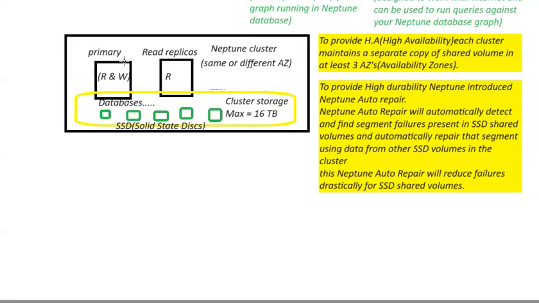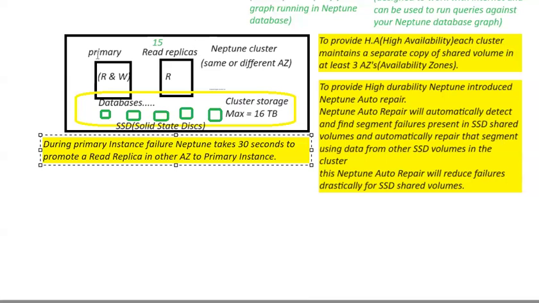And for a single cluster, how many read replicas can I maintain? Per cluster, we can maintain up to 15 read replicas. So if any primary instance fails, what happens in the other zone? It will promote one read replica to a primary instance. In how many seconds? It takes up to 30 seconds.